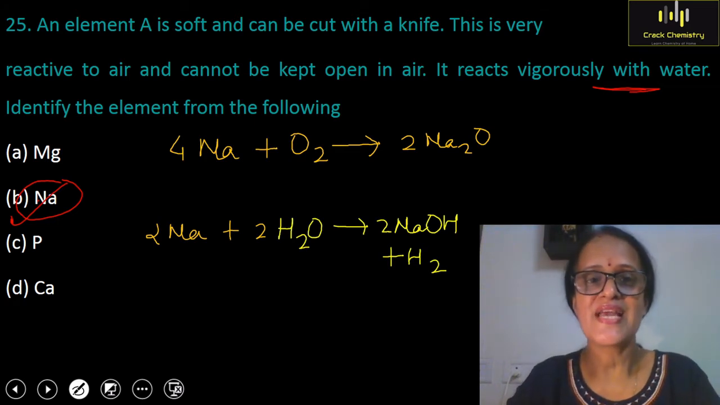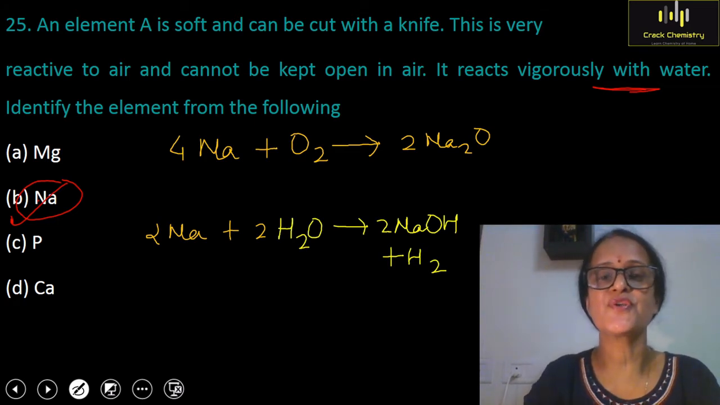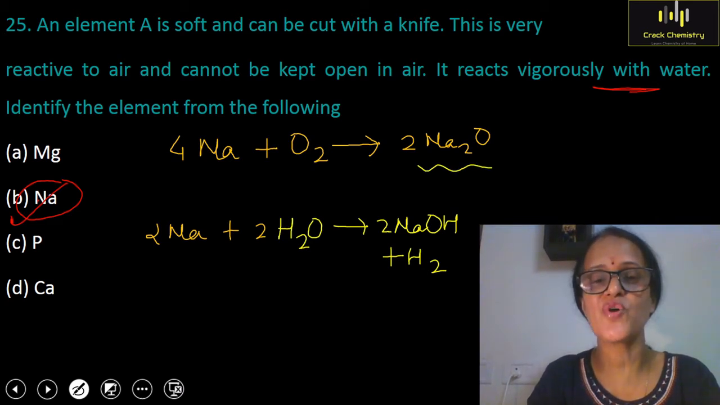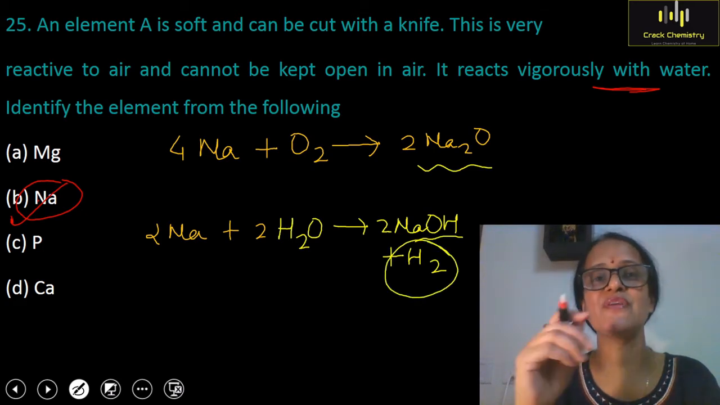So you can see the reaction. Sodium reacts with oxygen of air and forms sodium oxide, and sodium reacts vigorously with water and forms sodium hydroxide along with the liberation of hydrogen gas.